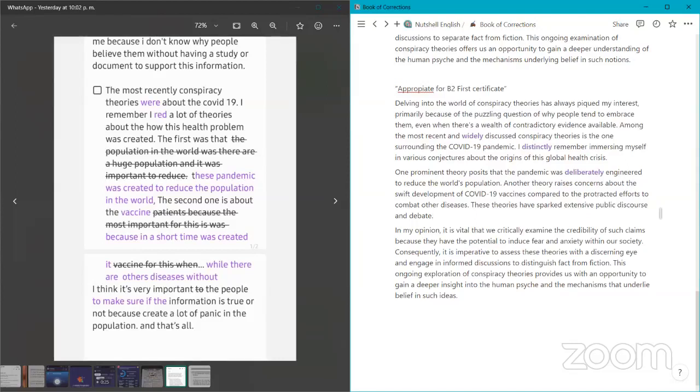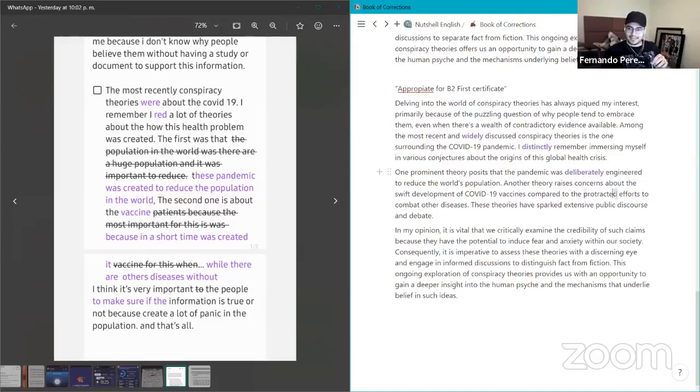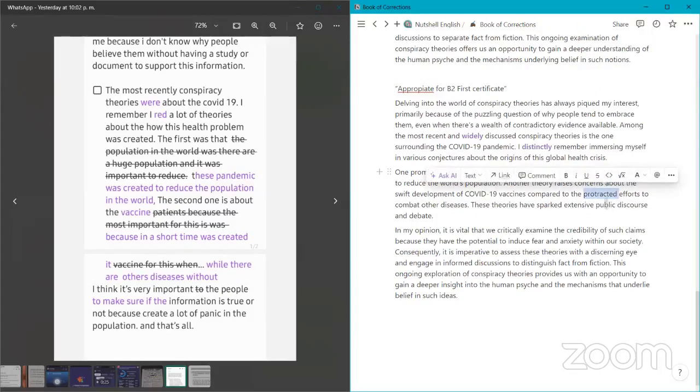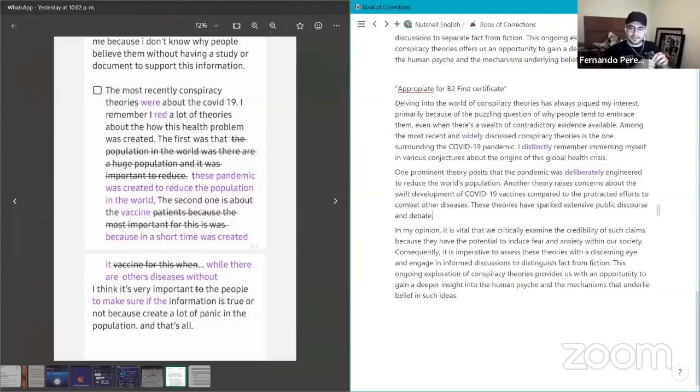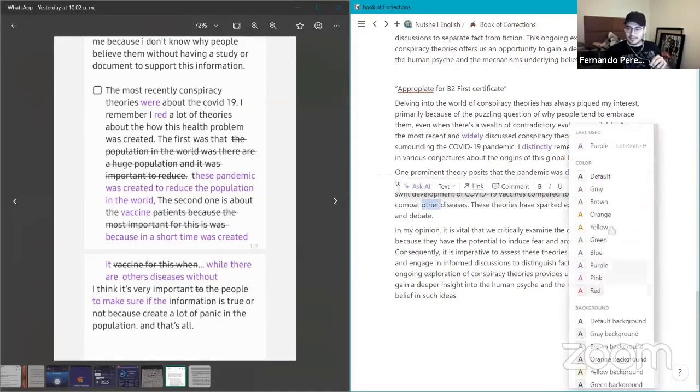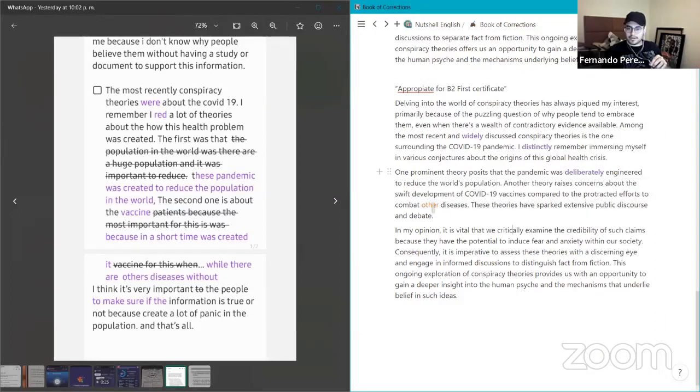Raises concerns about the swift development of COVID-19 vaccines compared to the protracted efforts to combat other diseases. Diseases, plural. And here's the word other, guys. You see? The word other is right here. An American person will never say others because of that.